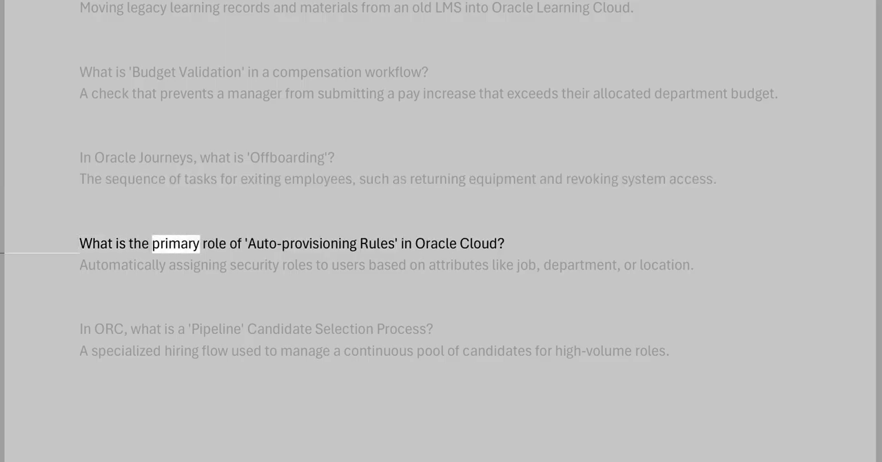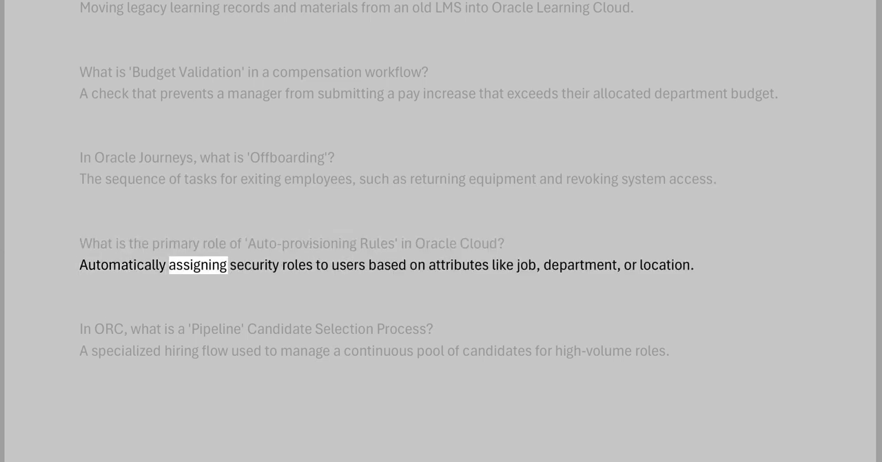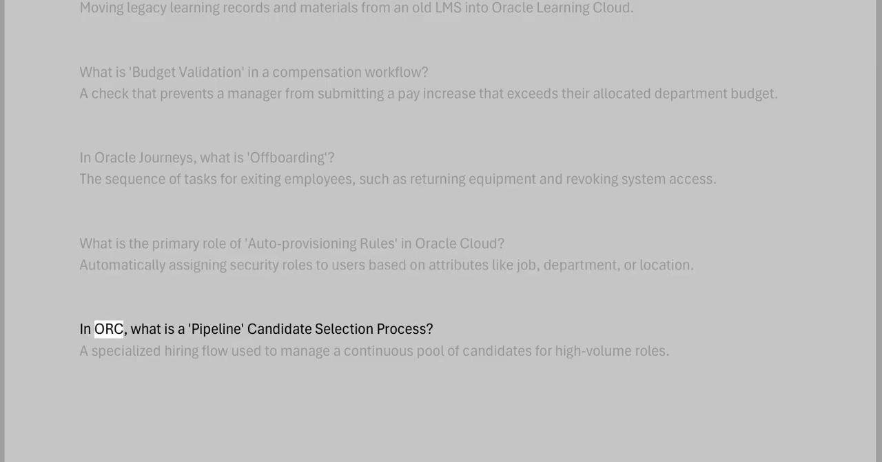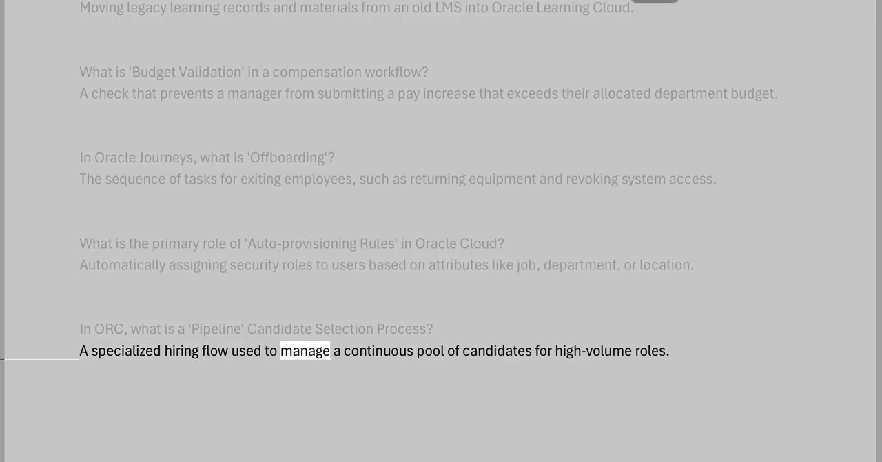What is the primary role of auto-provisioning rules in Oracle Cloud? Automatically assigning security roles to users based on attributes like job, department, or location. In ORC, what is a pipeline candidate selection process? A specialized hiring flow used to manage a continuous pool of candidates for high-volume roles.